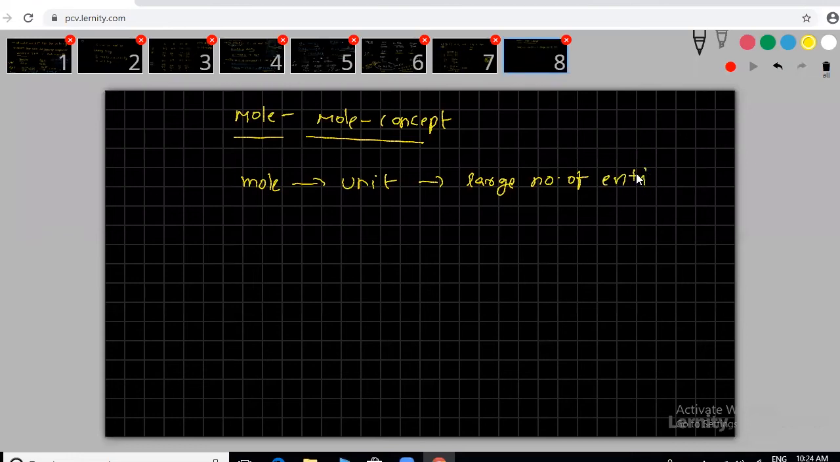Please note down that sentence. Mole is also one of the units we use to calculate a large number of entities. Mole is a unit like dozen. One dozen means one value is fixed, that is 12. Is it correct or not? Dozen is always fixed. Like that, mole also has one fixed value, that is Avogadro number.